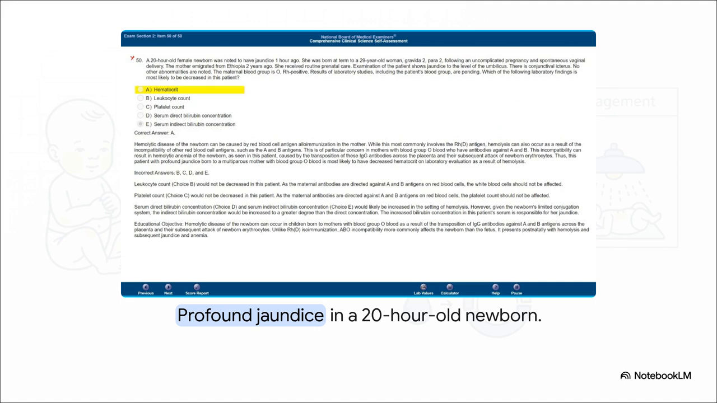Let's look at a concrete integrated assessment. We have a neonate born to a blood group O mother, presenting with profound jaundice in the first 20 hours of life. This specific clinical presentation instantly establishes a diagnostic triad for us. We're looking at a rapidly rising indirect bilirubin, a positive direct Coombs test, or DAT, and reticulocytosis. That exact triad is highly consistent with ABO incompatibility.